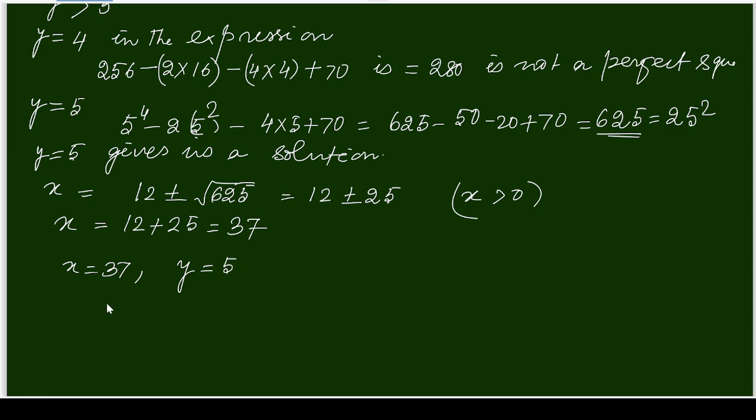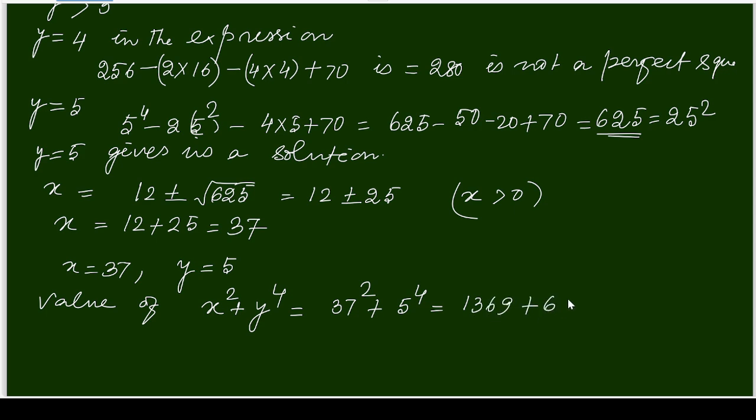Now we'll go back to the question. The question is to find the value of x squared plus y to the power 4, and we have to prove that it is 1994. So 37 squared plus 5 to the power 4. 37 squared is 1369, plus 5 to the power 4, which we have already found to be 625. This is 1994. Hence, it is proved.